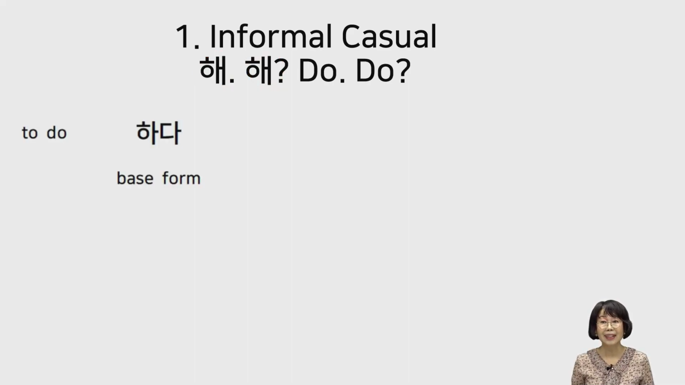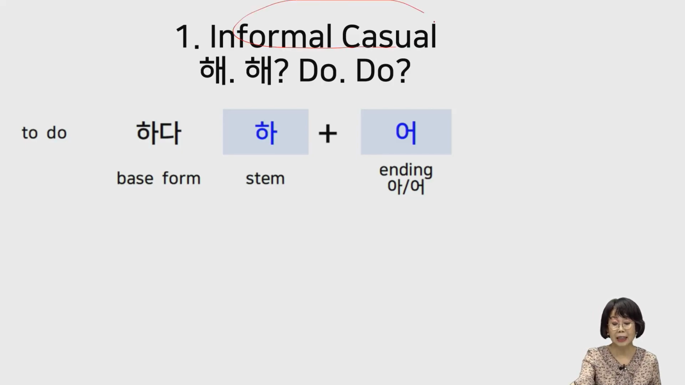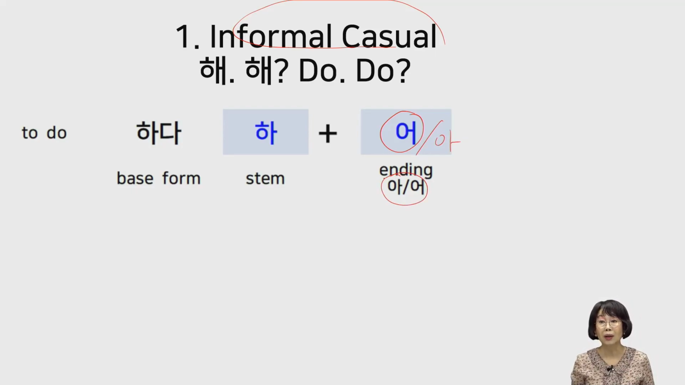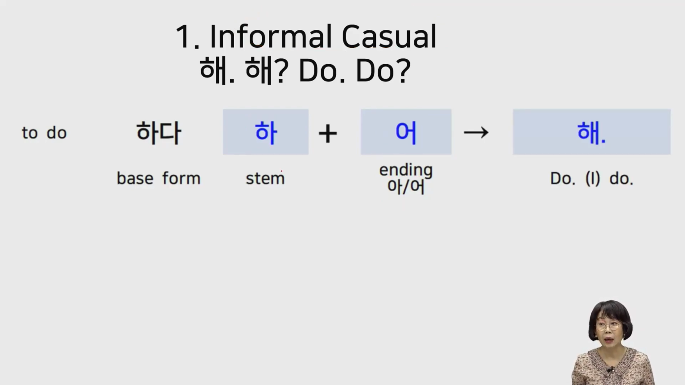To do, 하다, the base form. 하 is the stem. The informal casual ending is 어, sometimes 아. So, ending 아 or 어. 하 plus 어 becomes 해. It means do, do it, or I do. 해.